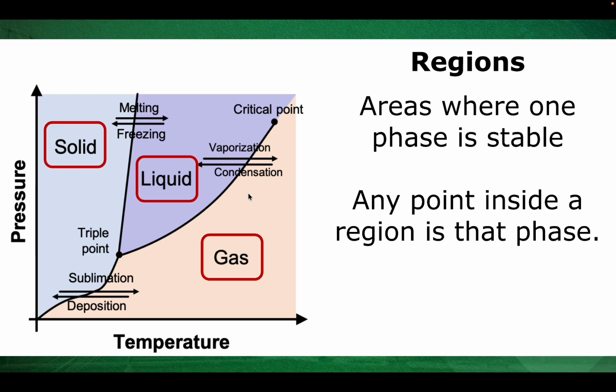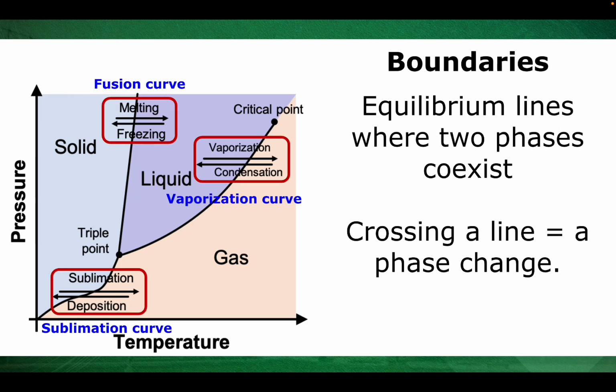For example, look at this cursor. If this cursor is here, this cursor is the gas. But if I move here, that is a liquid. Here, that is a solid. Notice that I moved along the curve. This is another feature of a phase diagram. We call them boundaries. Boundaries are equilibrium lines where two phases coexist.